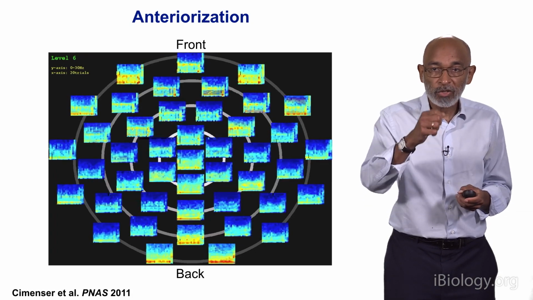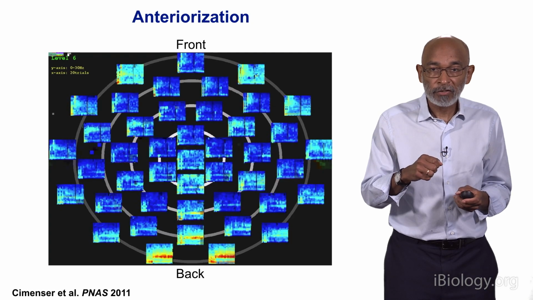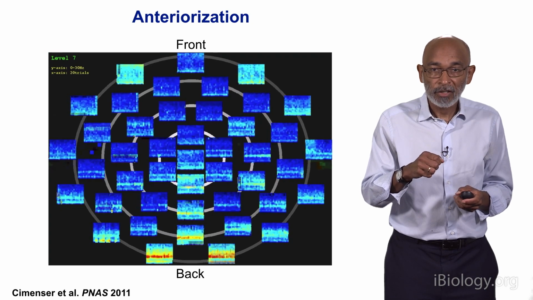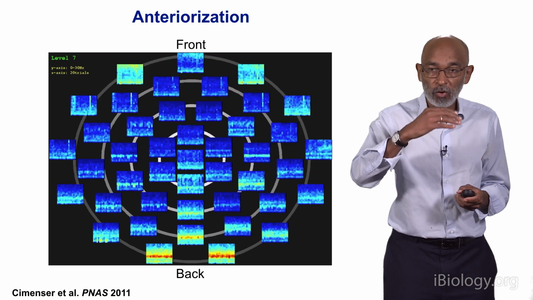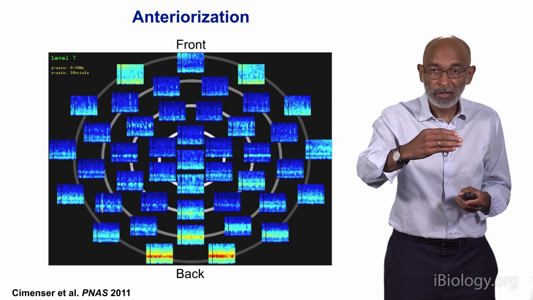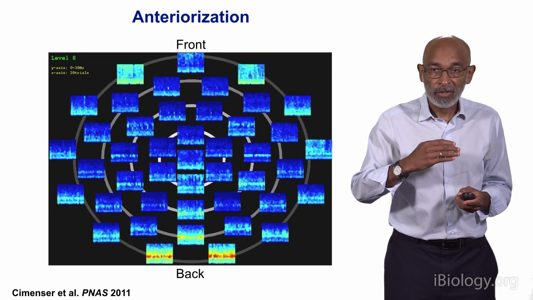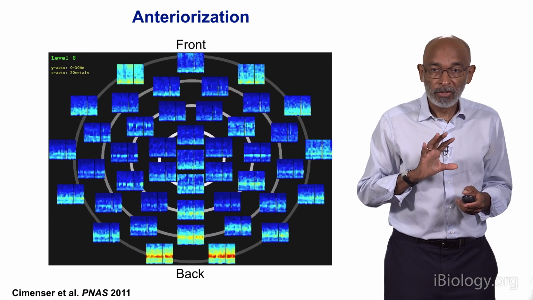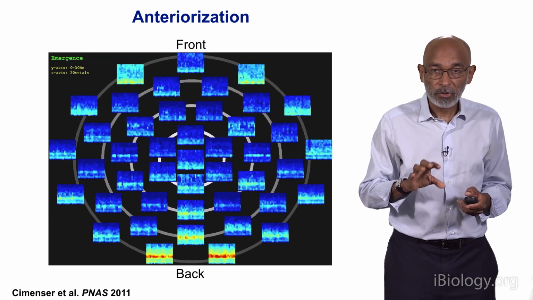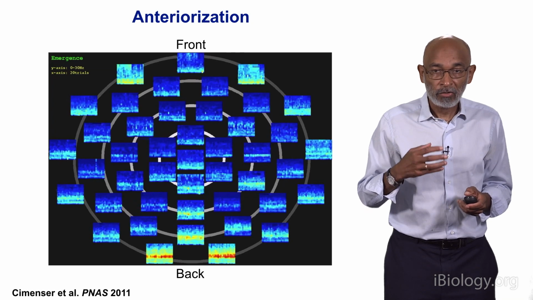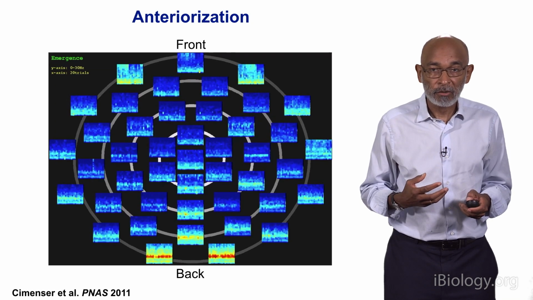Now watch what happens when we turn the drug off. We turn the drug off, it moves backwards. So it moved forward, concentrated in the front, then moved backwards. That's anteriorization. So there's a temporal dynamic as well as a spatial dynamic to the way the drug, in this case propofol, is affecting the brain.